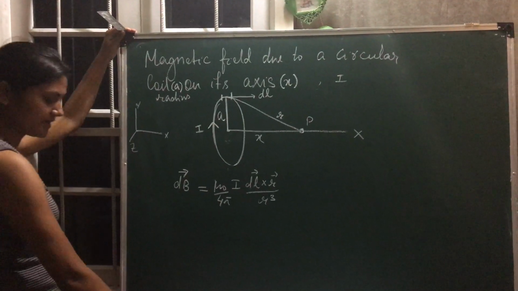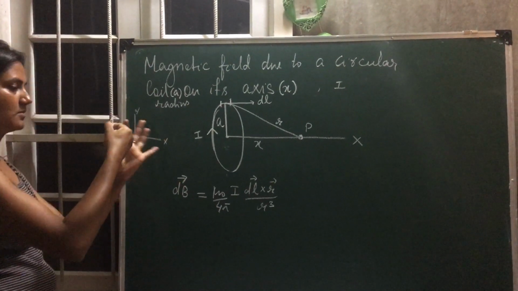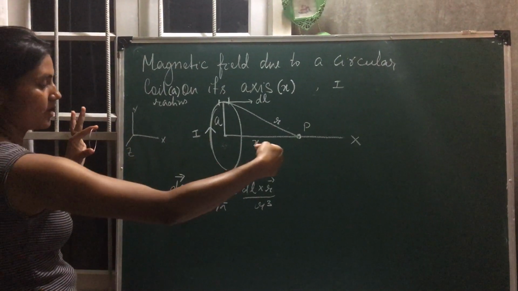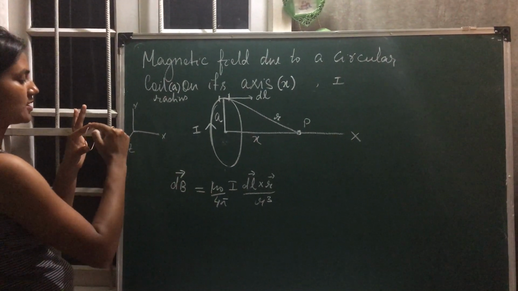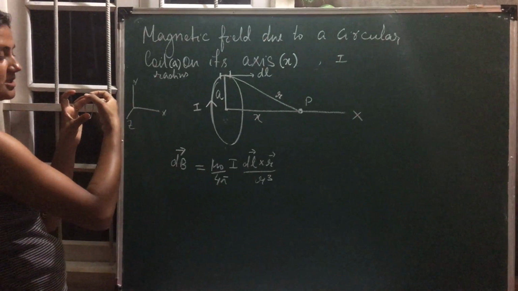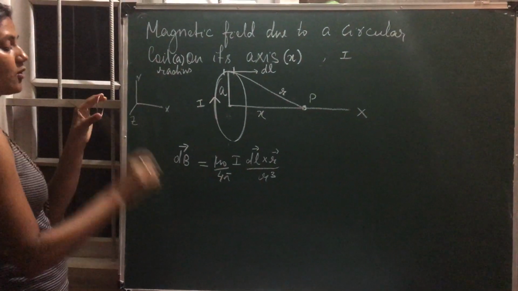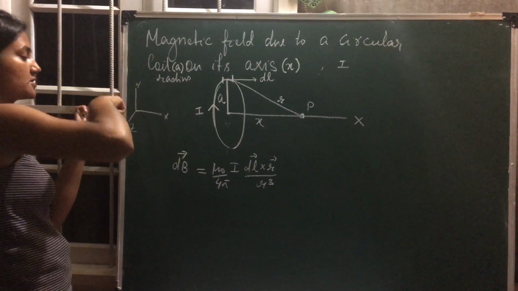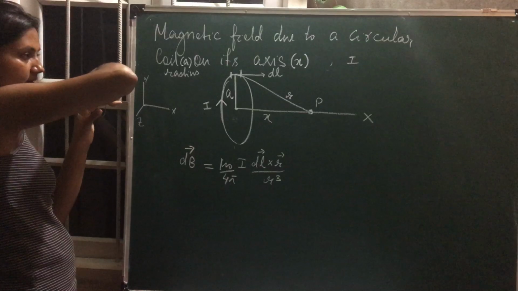Now, if I take this bangle as the loop, the current is going in this direction. I took the elemental section, this small one. What is the direction of dl? This is the direction of dl across here. This is the direction of dl, right?